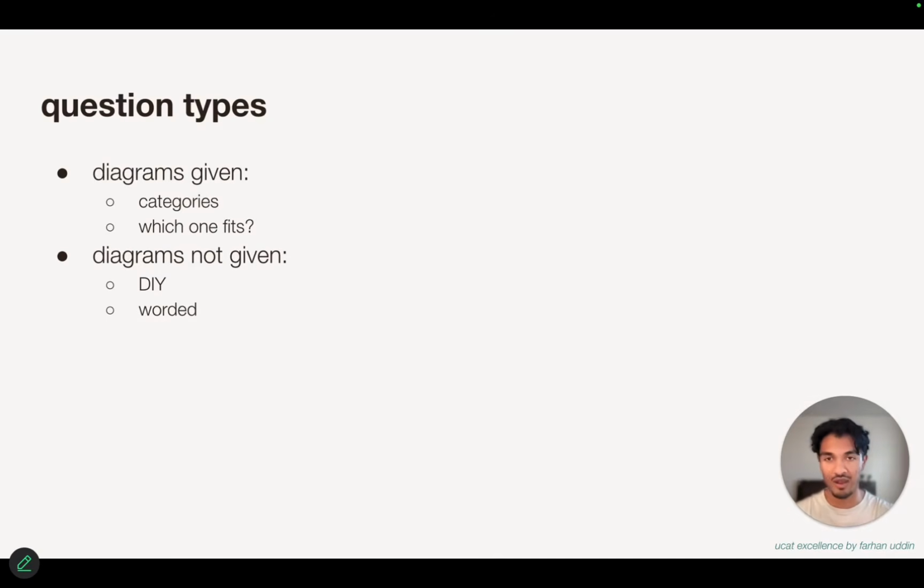This is just the way that I've tried to make it simpler for you guys to understand. There's 2 types. They either give you the diagram or they don't. The ones that give you the diagram, there's 2 types within that: categories and which one fits. And for the ones that don't give you a diagram, there's a DIY one where you have to sketch your own, and then worded ones where there's no images whatsoever.